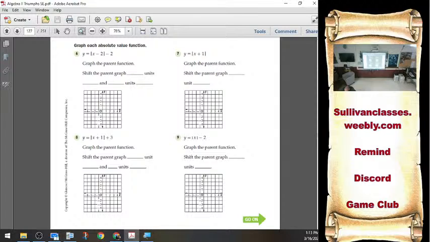Inside to negative, so right. There you go. Negative, it's outside, so down. There you go. Okay, so put your first point, your vertex.